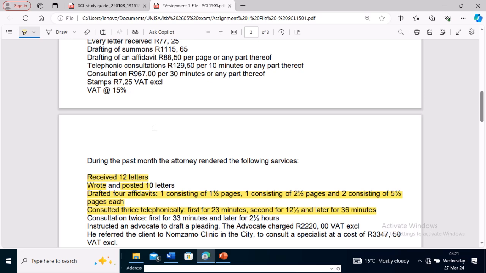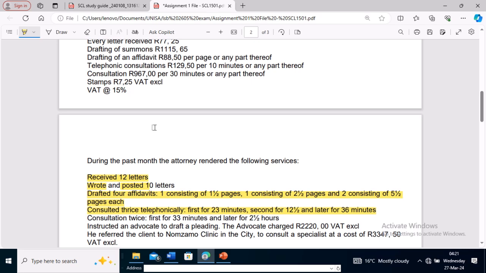So we're going to say, how many times does 30 go into 33 minutes? It goes once, but it leaves 3 minutes outside. So 3 minutes is any part, so it's going to be 2. So it's going to be 967 times 2. That is the first one.